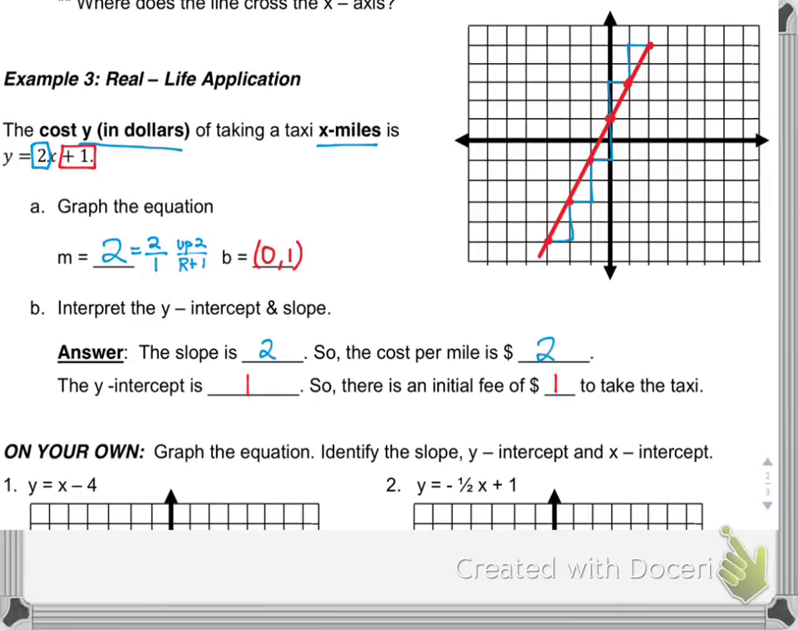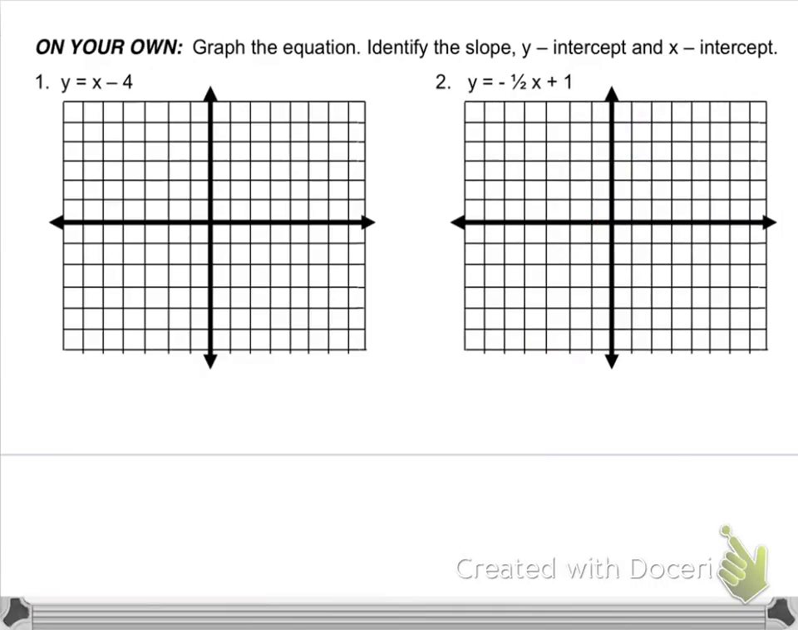If you need to pause, rewind, watch it again. Otherwise, here's where it's going to get a little tough. I want you to try on your own number 1 and number 2. On your own number 1, let me just make a note before you pause the video. If you notice, on your own number 1, we have y equals x minus 4. There is an invisible 1 in front of that x. That might help you a little bit. Pause the video. Try your best to graph this equation. Look at the other examples that you've written down.